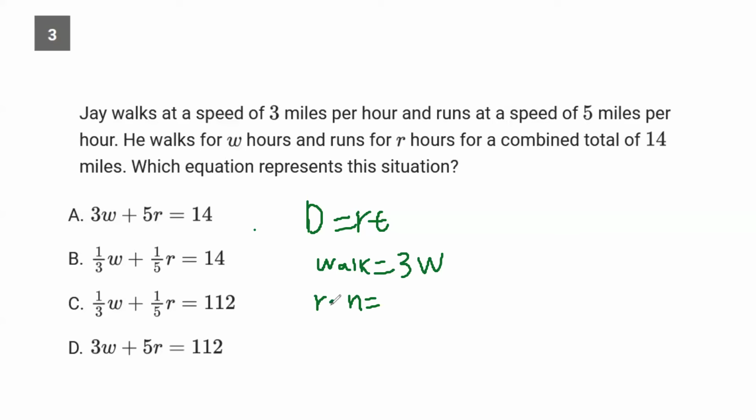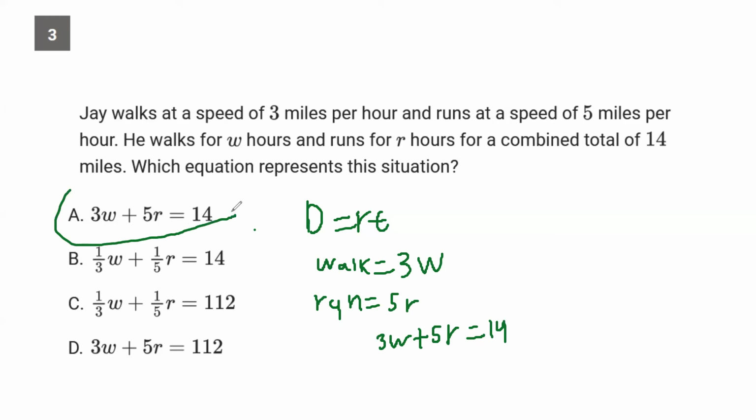So that's about a 12-minute mile, right? And the 3 miles per hour is a 20-minute mile, which is about the rate I walk in the city. So then we have 5R. And then together they add up to 14 miles. So we're going to do 3W plus 5R equals 14, which is A, right?